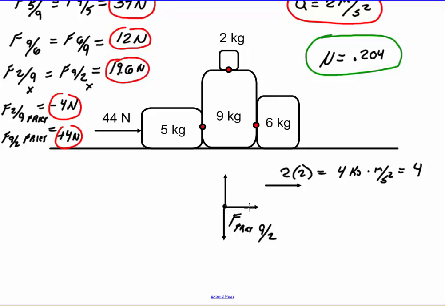On the friction here, why it goes right, you mean? Okay. Which way is the 2 accelerating? To the right, right? So what force makes it accelerate? The frictional force of 9 on 2. So it has to go to the right. If it went to the left, the object would accelerate to the left. Are you okay with that?